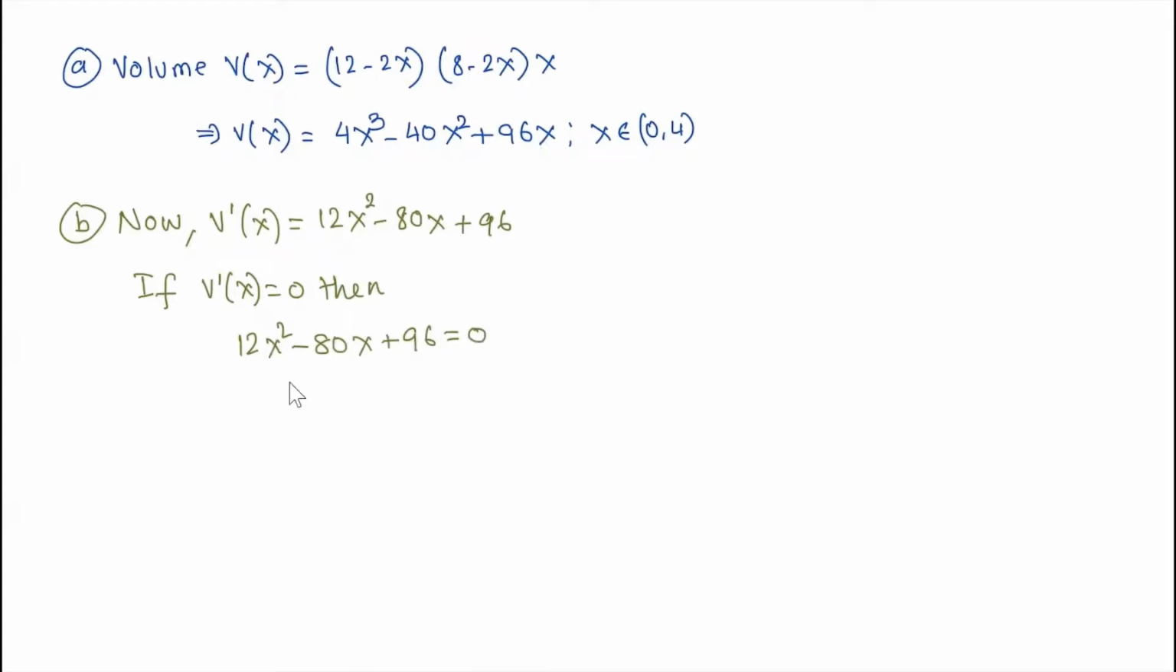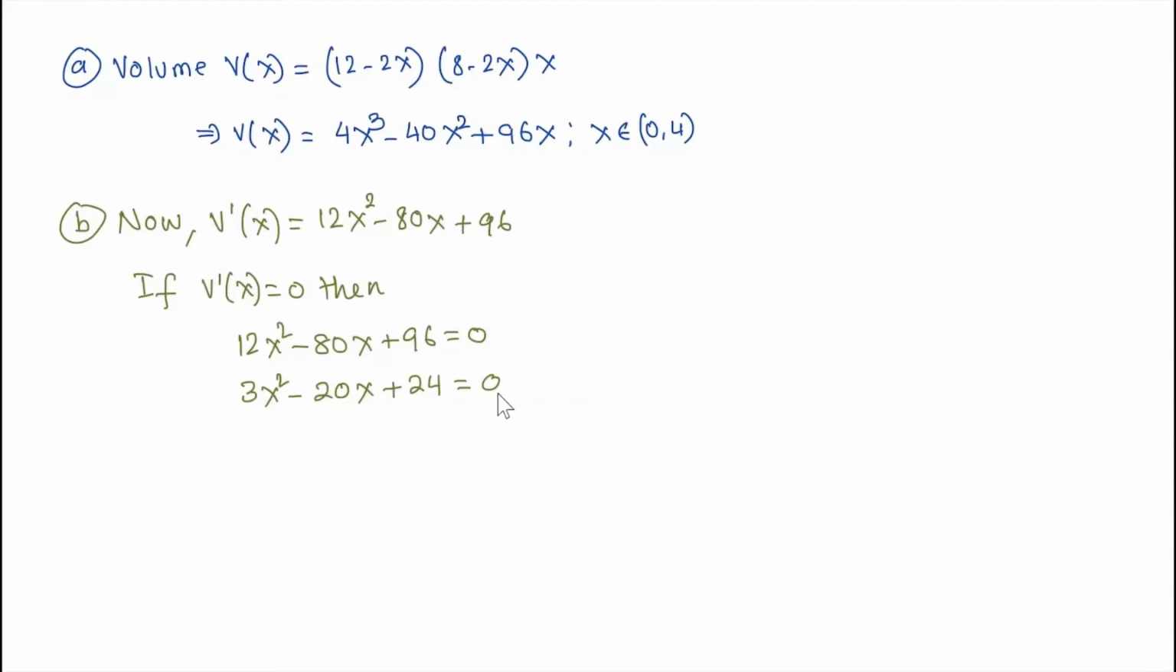We can divide throughout by 4 to make it a little simpler. 4 times 3 is 12, so 3x squared. 4 times 20 is 80. And then plus 4 times 24, which is 96, equal to 0. So if I divide throughout by 4, that is the equation. Now we need to solve this quadratic equation and find the value of x.